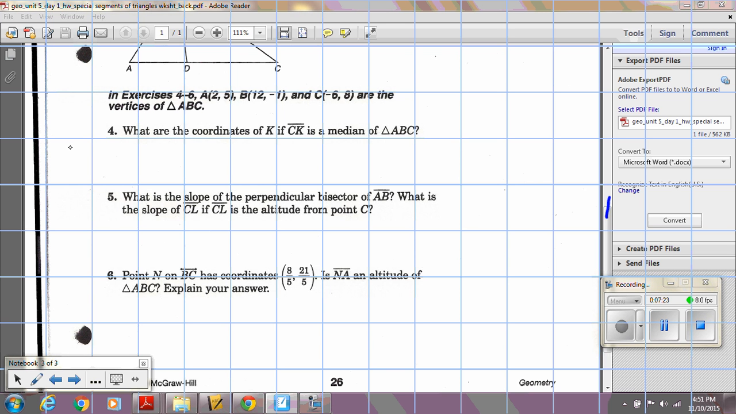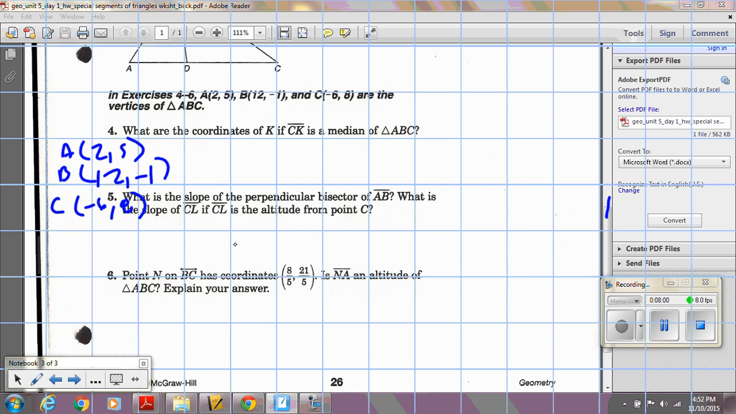So I know that A is at 2, 5. B is at 12, negative 1. And C is at negative 6, 8. They want us to find the slope of a perpendicular bisector and find the slope of CL if it's the altitude from point C.